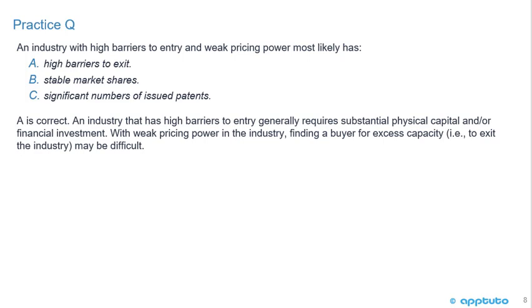An industry that has high barriers to entry generally requires substantial physical capital and/or financial investment. With weak pricing power in the industry, finding a buyer for excess capacity, i.e. to exit the industry, may be difficult.